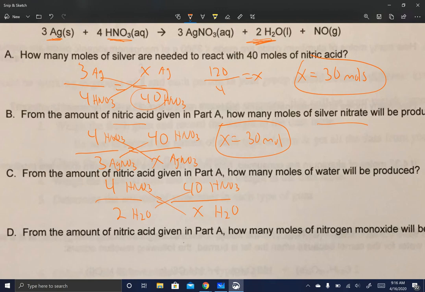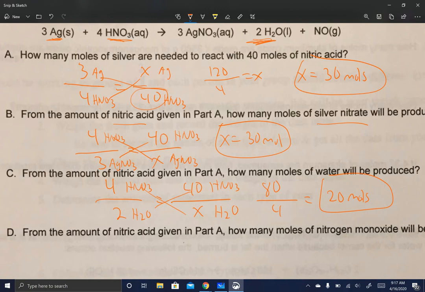So it's going to be 80 divided by 4, which equals 20. 20 moles of water is the answer. Again, we increase by a factor of 10, and we increase this by a factor of 10 to keep the same proportion. Okay. Again, 40 moles.